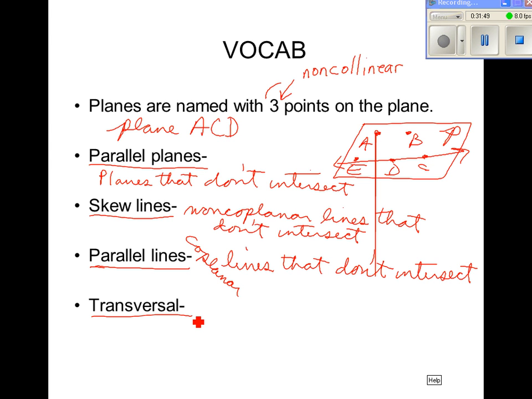Transversal. A transversal is a line that intersects two coplanar lines.